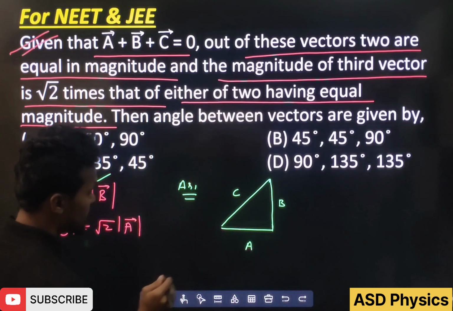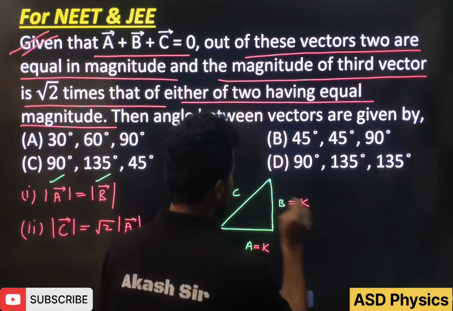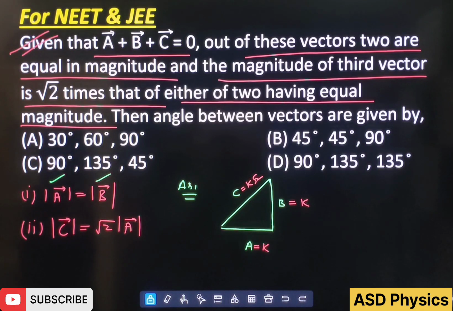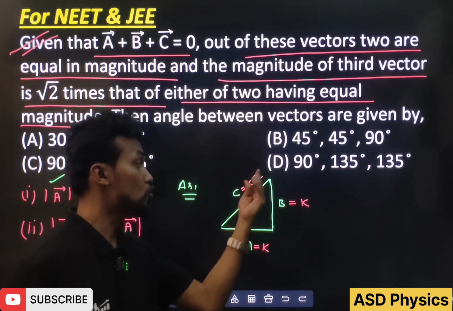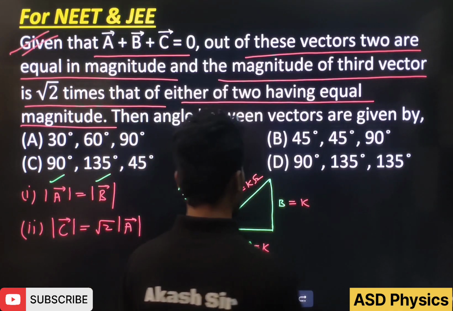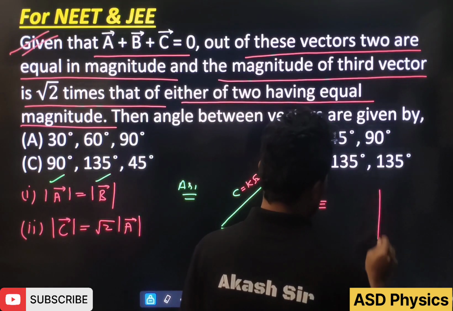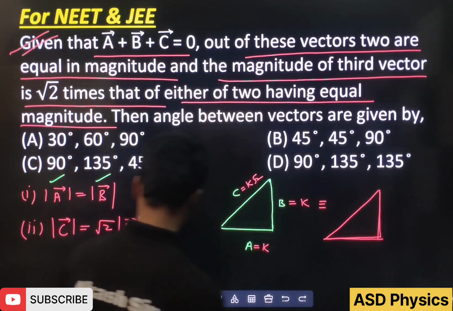Let's take for example, a is k, b is k, and c is k root 2. Can you guess it very well? A and b have the same magnitude, and c is root 2 times of any of the vectors, so k root 2. This is possible only when it is following the Pythagoras theorem. Okay.